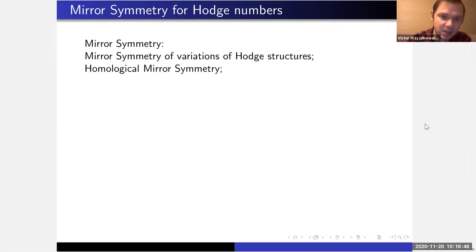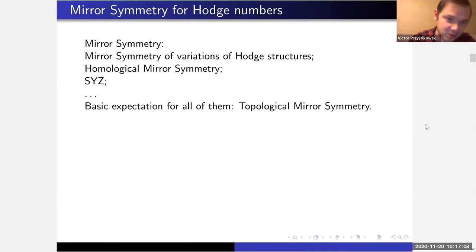Homological mirror symmetry treats correspondence in terms of derived categories. There is the Strominger-Yau-Zaslow version, which constructs a mirror object like a fibration on dual special Lagrangians and so on, and a lot of others. But the basic and maybe the first expectation for all of these versions is so-called topological mirror symmetry. It started from physics, where physicists studied Calabi-Yau threefolds because they were of particular interest for them.